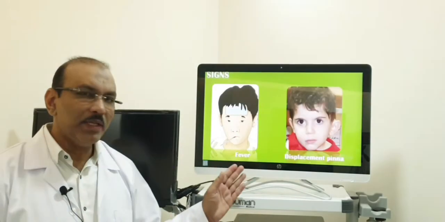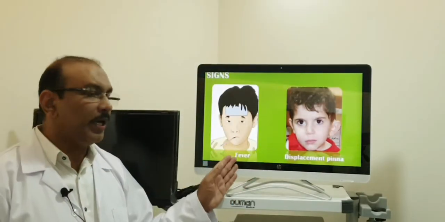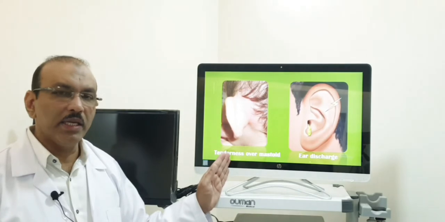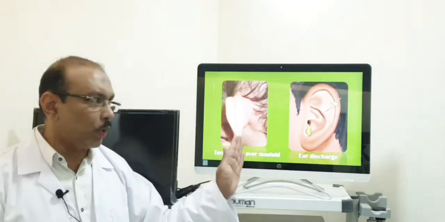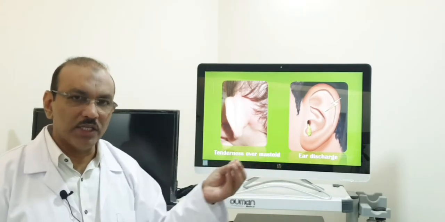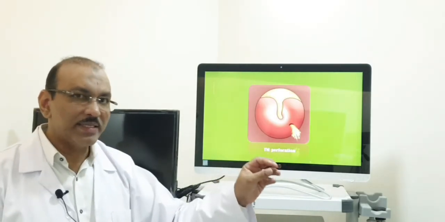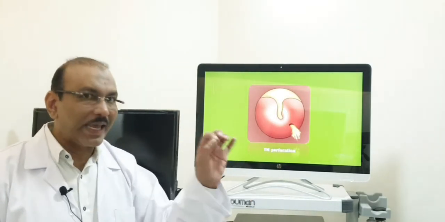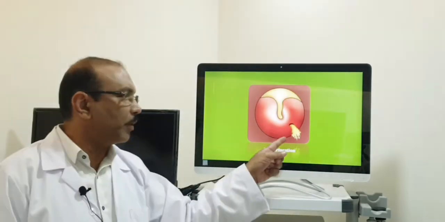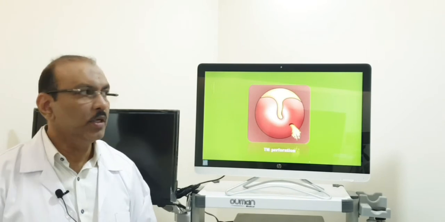So when you examine the child, there will be fever, the pinna is displaced forwards, and when you examine behind the ear, the area is swollen, and here you can see the discharge. After cleaning the discharge, doing a nice suction cleaning, and putting in a camera to see inside, the eardrum can be seen perforated and pus coming out from the perforation. So these are the findings for the early stage.